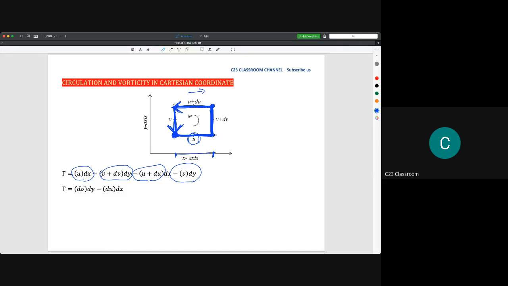So if we calculate this one, we could have these terms. After you expand it and cancel, you could find that gamma is dv dy minus du dx.